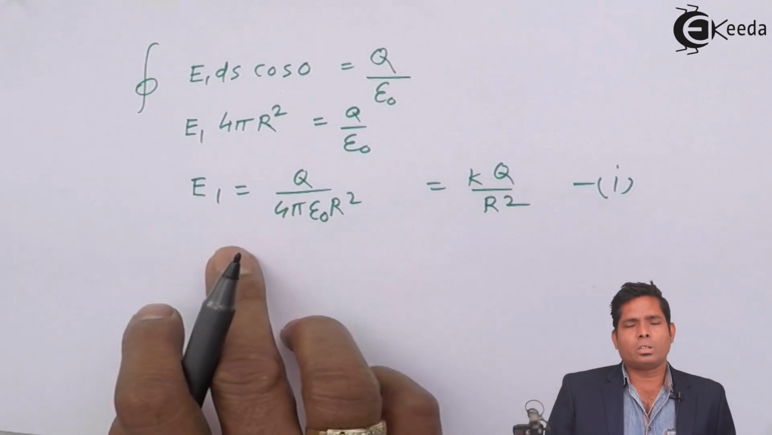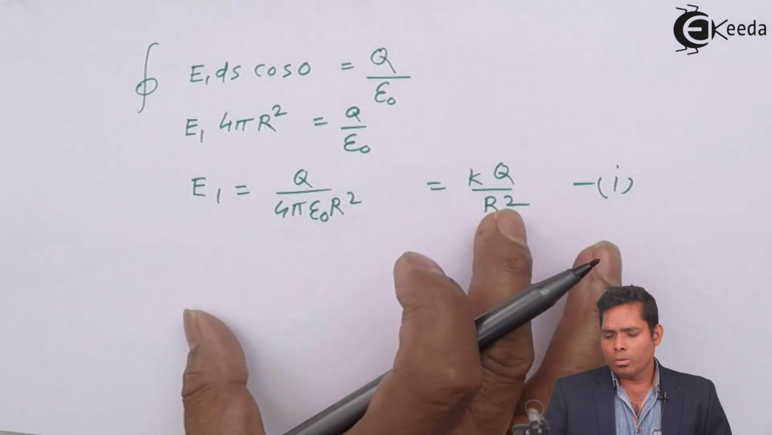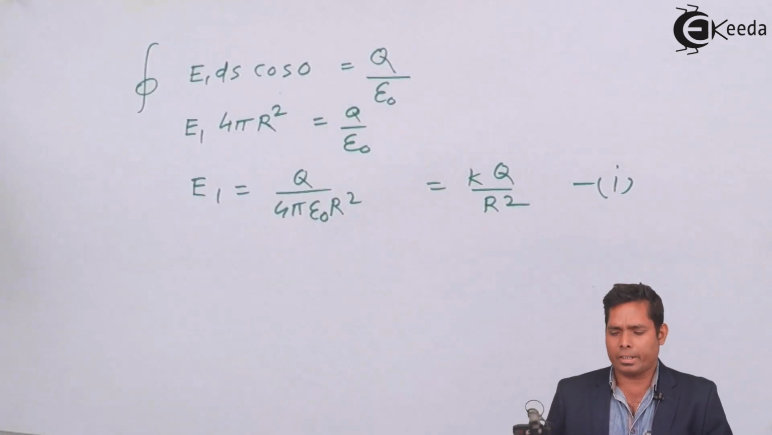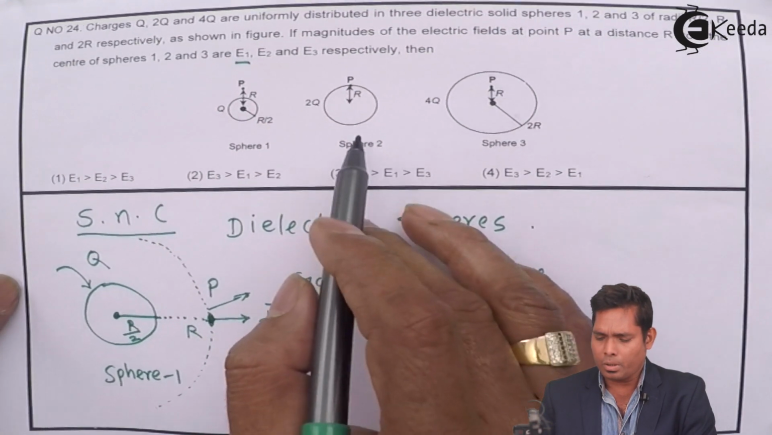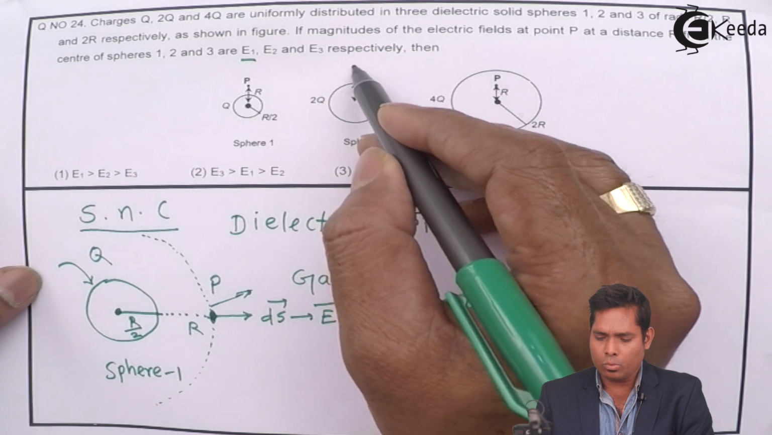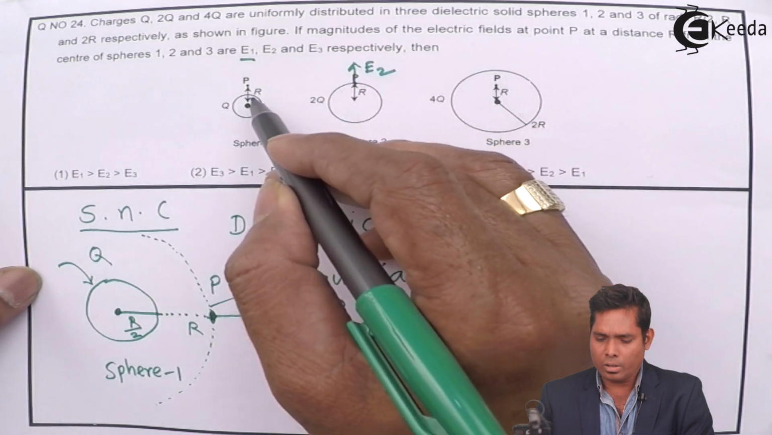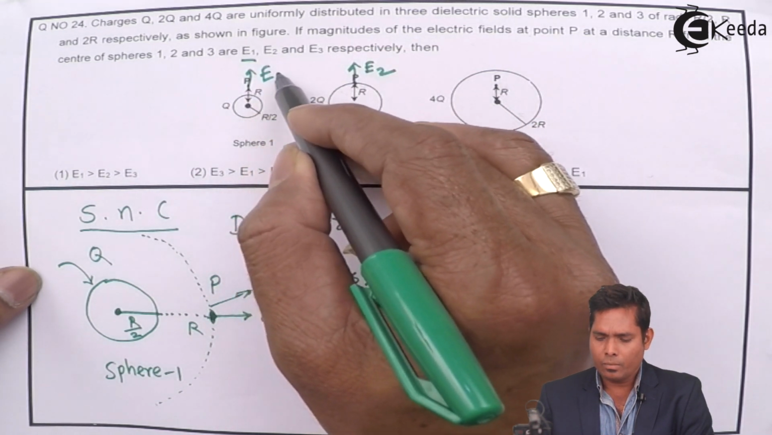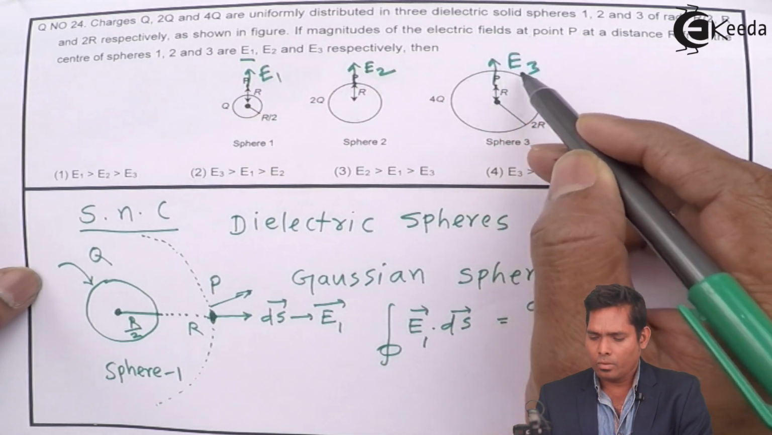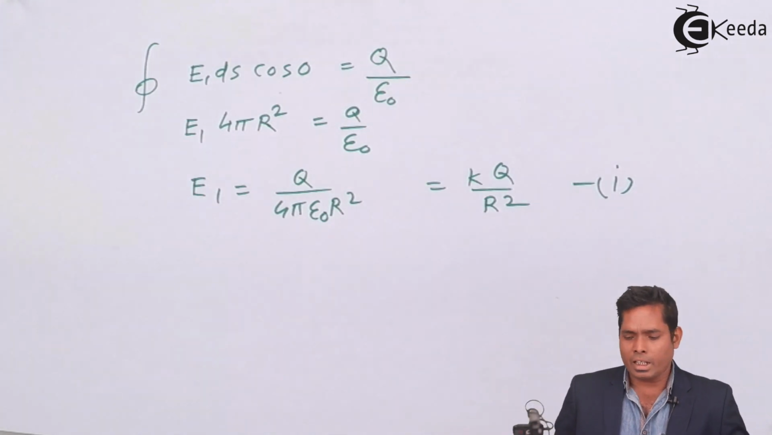Okay, so first we got the E1 value for the first sphere, then we'll move to the second sphere and see what we're getting for this sphere, what E2 is at this point. That E2 we will find out here. This is the E1 we got here, and similarly for this point we will get E3. So let us find it for the second sphere.